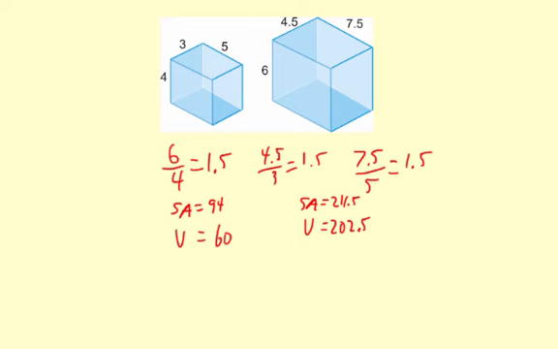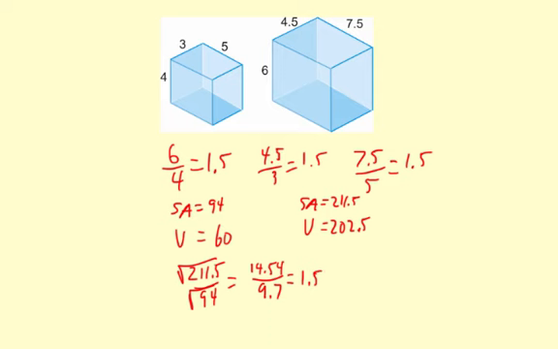So let me show you what happens with surface area. Do the same type of ratio. I'm going to do 211.5 to 94. And that doesn't work out to 1.5. However, if you take the square root, what happens here is the square root of 211.5, that's about 14.54 rounded. And the square root of 94 is about 9.7 rounded. And that equals 1.5 rounded.